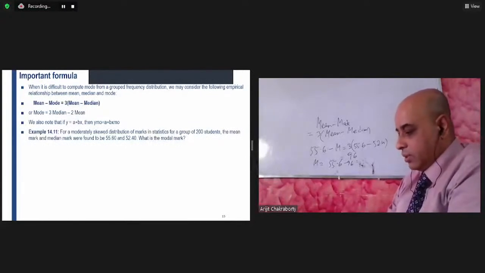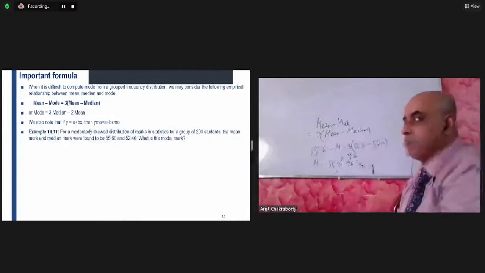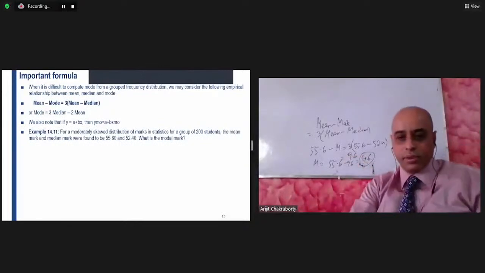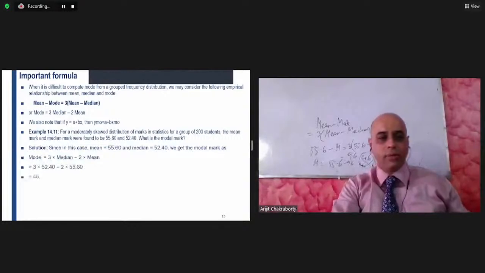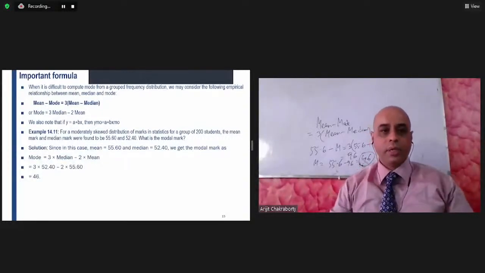So you can just carry it out, 55.6 minus 9.6. So I'm getting 46. Mode comes to 46. Let me just see whether the calculation is correct or not. So the formula you can see is, yeah, the mode is 46. You can just get it using this formula.